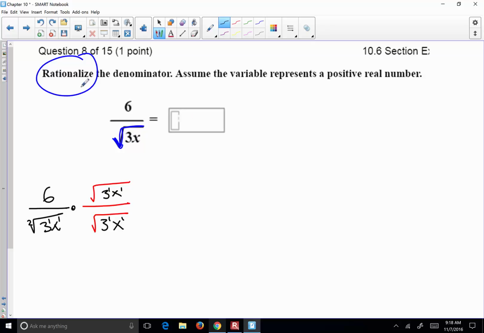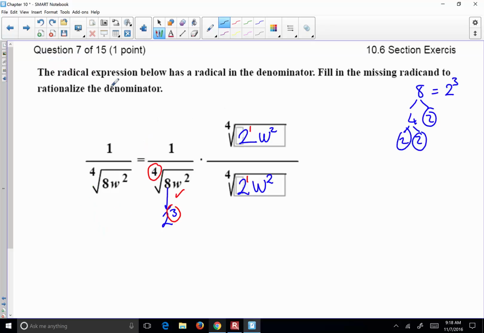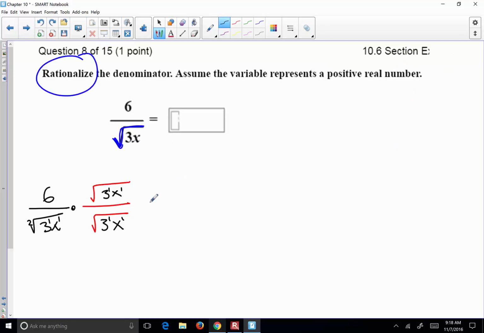No. They don't say just identify. They don't say just fill in. They say go all the way and compute this, simplify this, make this square root disappear. So you need to multiply now side by side. That's it. 6 multiplying 3x, radical 3x, and these guys will multiply, of course.